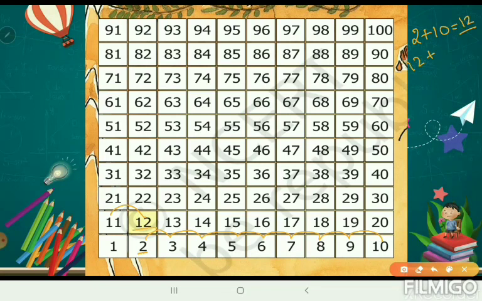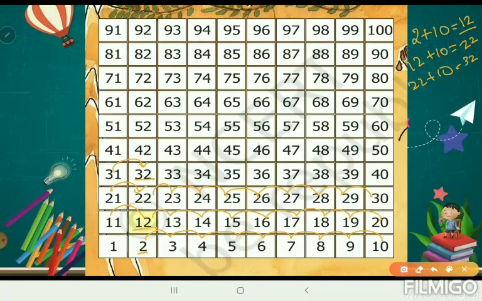I again want to add 10 more to this answer. So let's go 10 steps forward. 1, 2, 3, 4, 5, 6, 7, 8, 9 and 10. Reached 22. Again I want to add 10 more to this. 10 steps forward. 1, 2, 3, 4, 5, 6, 7, 8, 9 and 10. So I reached 32. My answer is 32.